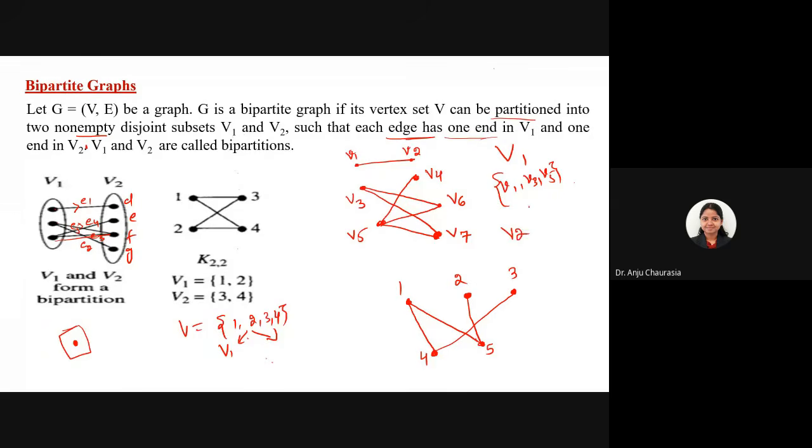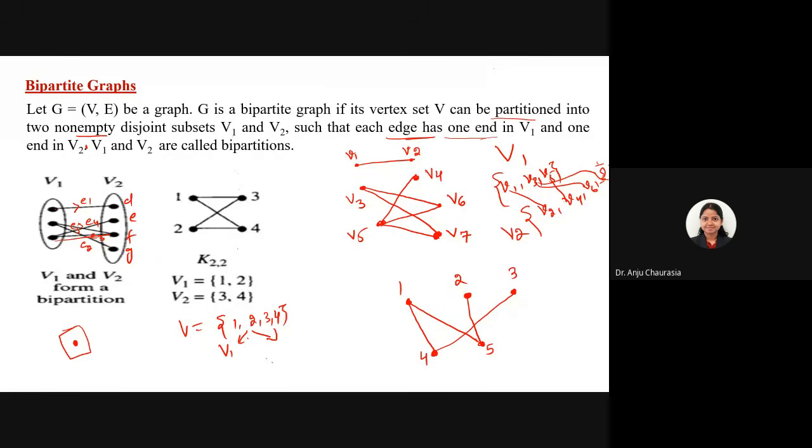And V2, V4, V6, and you can check V7. Okay, so you can check like this: V1, V2 edge is there, V3, V6 edge is there, V5, V7 edge is there, and V3, V7 edge is there, V5, V4 edge is there, and both are coming from one vertex set, one end from one vertex set and the other end from the other vertex set. Right, student?